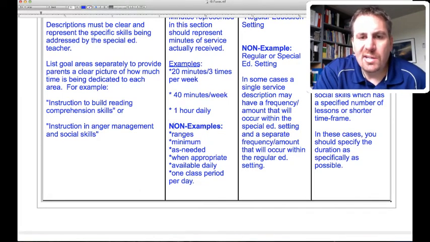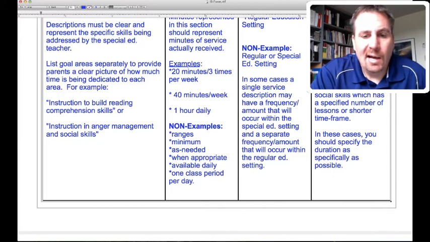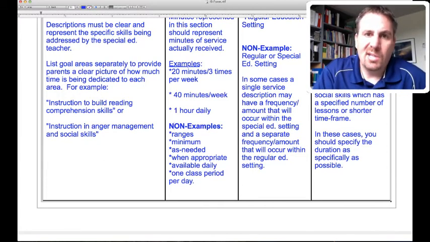So putting ranges in here is not appropriate. Minimums, not appropriate. As needed, not appropriate. When appropriate, not appropriate. Available daily, do not use, and 1 class period per day, do not use either. So please stick to this format up here.